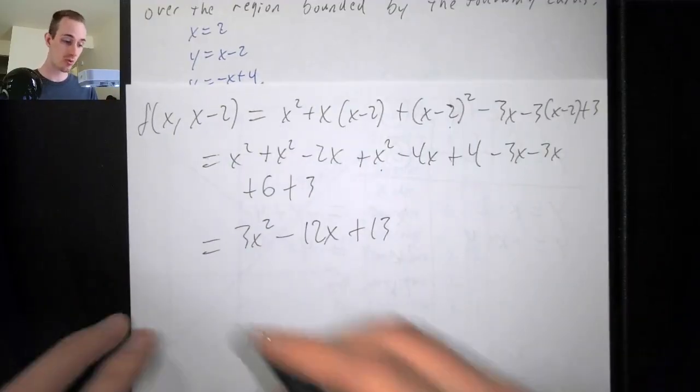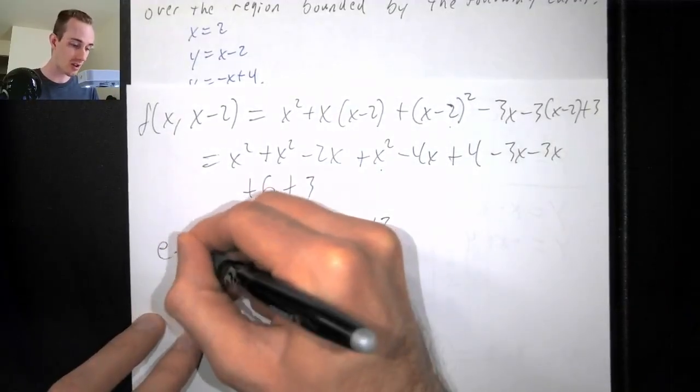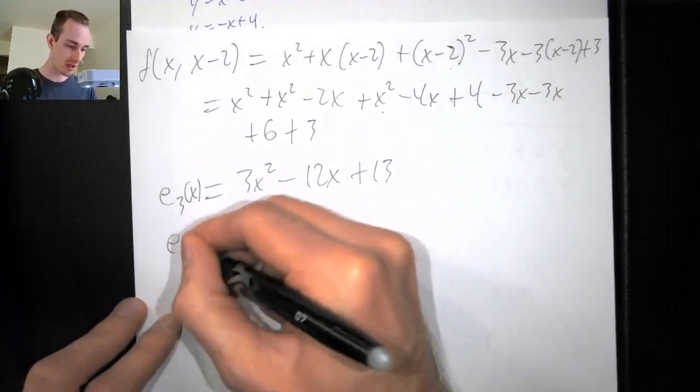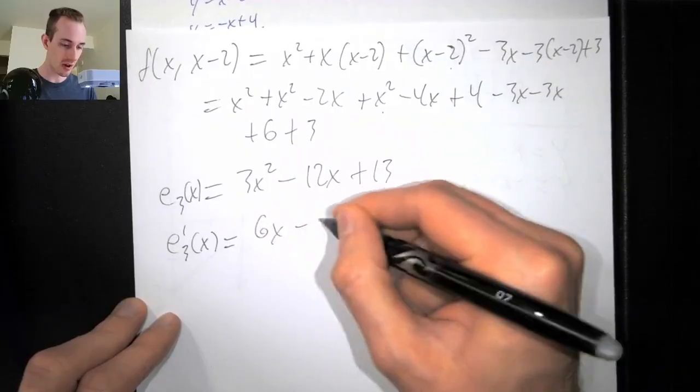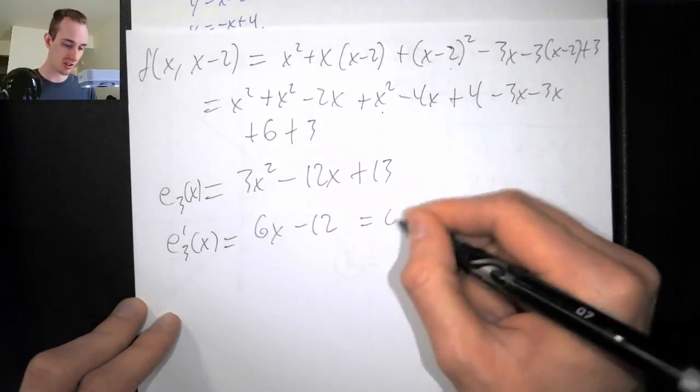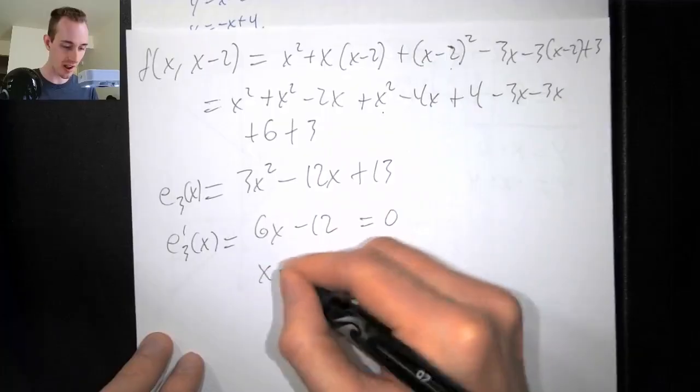This is our third edge. Once again, we'll rename that. We'll say edge 3 of x. Take a derivative once again. E3 prime of x is 6x minus 12. Set that equal to 0. Looks like we get the same result actually as before, x equals 2.